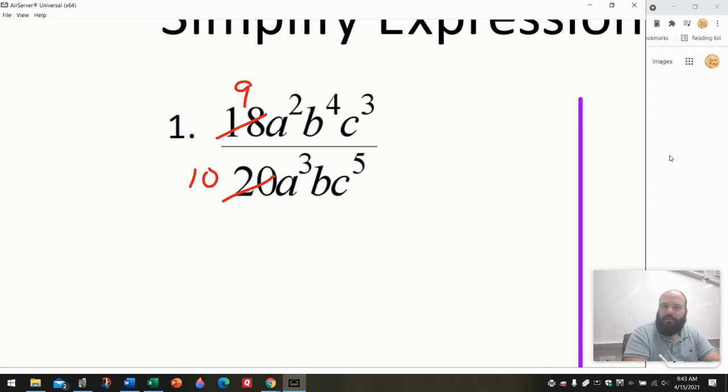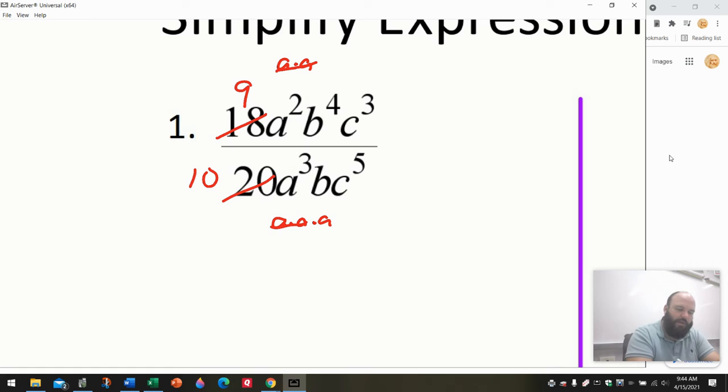Now we need to look at our variables and see what we have. We have an a to the second on top, and we have an a to the third on the bottom. What that means is a times a on the top and a times a times a on the bottom. So we will cross out 2 of them from the top, and we'll cross 2 of them from the bottom, and you will see we'll still be left with 1 a down on the bottom. The way to think about this is how I showed you, canceling variables from the top and the bottom. But the math behind what we're doing is we're actually going to subtract the 2 exponents.